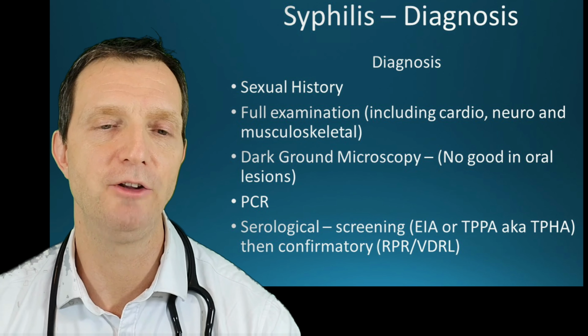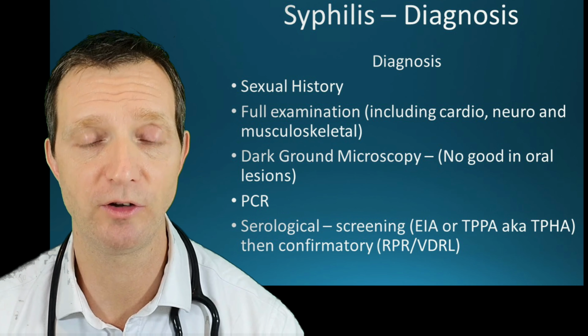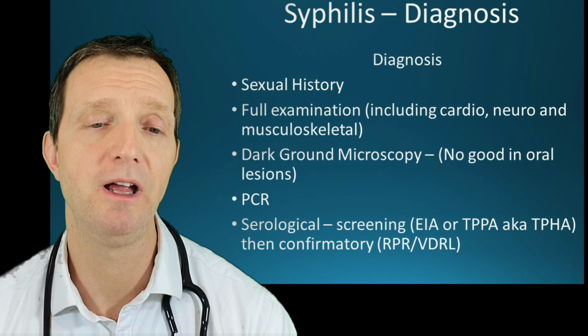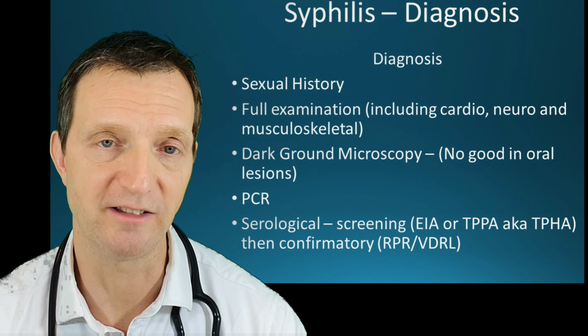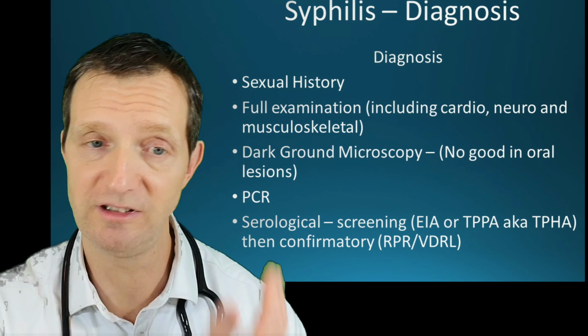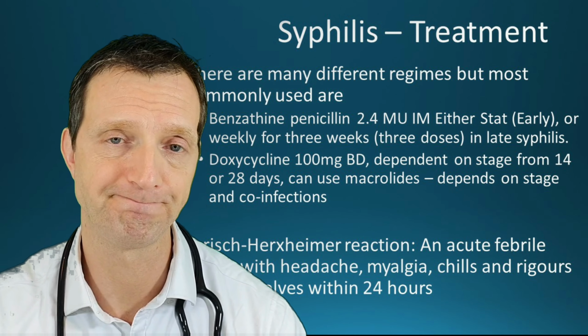Okay. You could also do a PCR test as well. If they've got a lesion, you can quickly do a little scrape on it and then send that off to the lab. And then obviously serological tests. And serological screening, you could argue, comes last after you've considered all of the above.